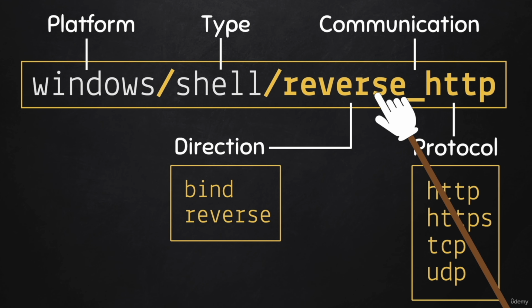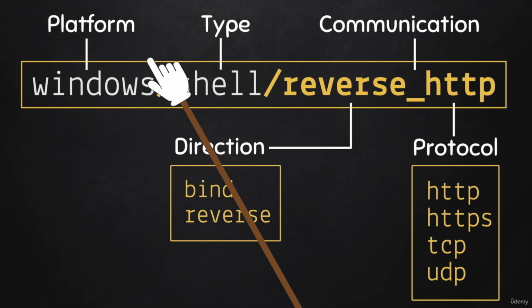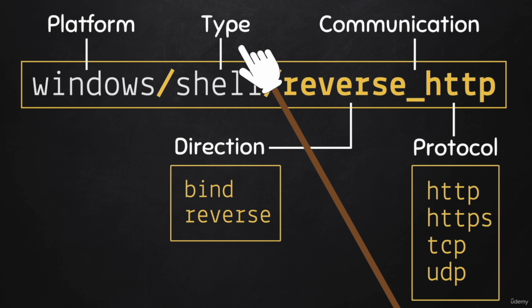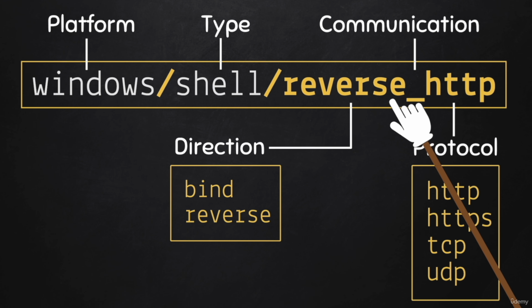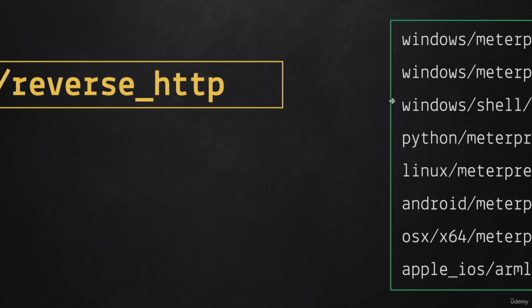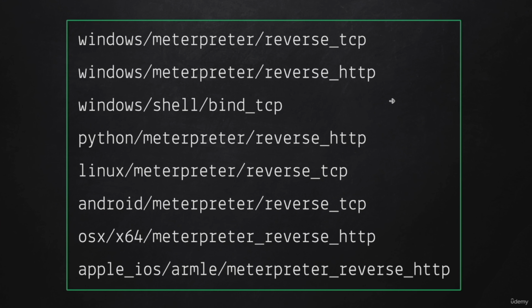So this is a very common naming convention when it comes to payloads. We have the platform in the first part, the type of the payload in the second part, and the communication method in the last part. So let's just have a quick look at a few examples just to make sure that we understand this properly.